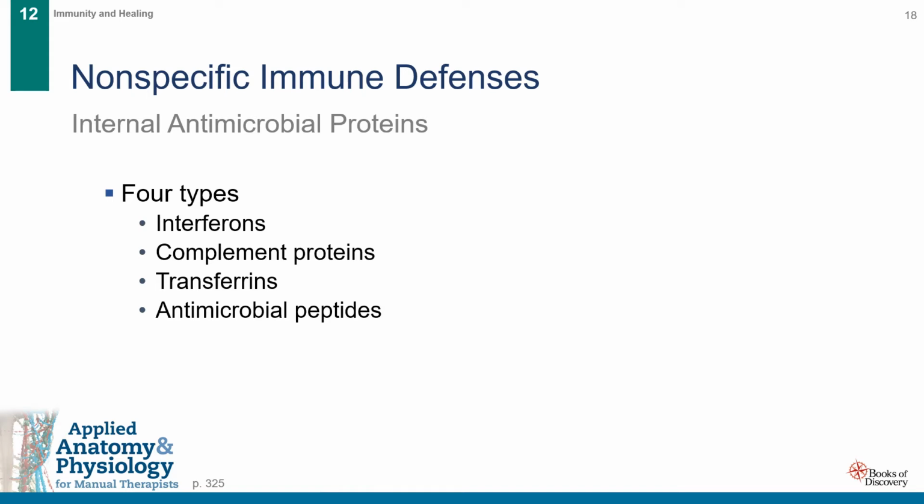And antimicrobial peptides. These short chains of amino acids are produced by macrophages and mucus-producing epithelial cells. When they come in contact with a pathogen, they destroy it by disrupting its plasma membrane.